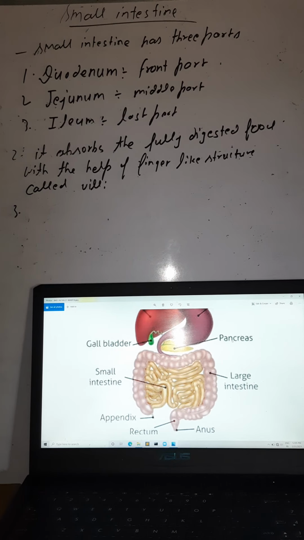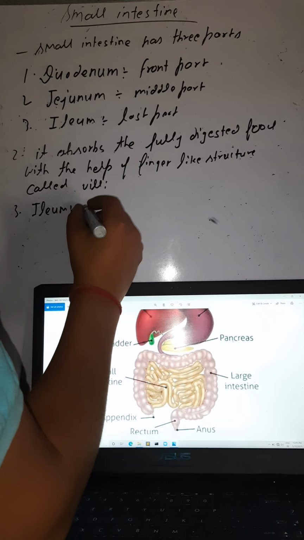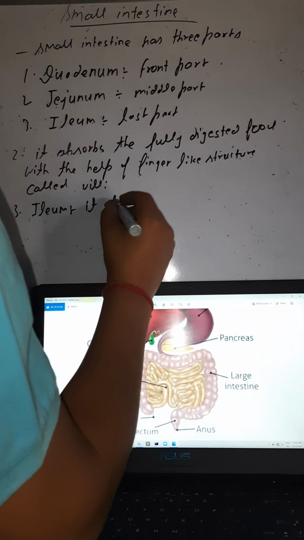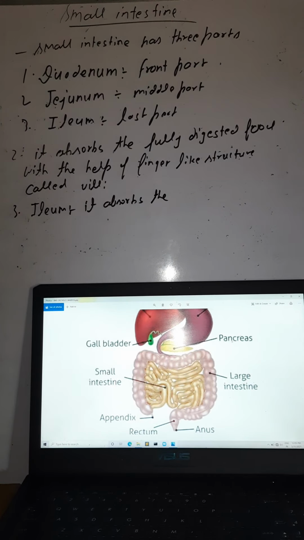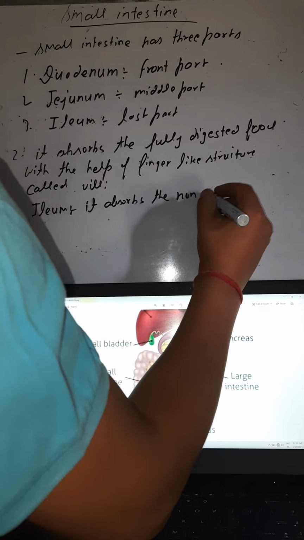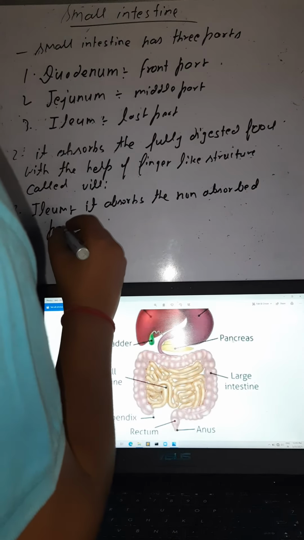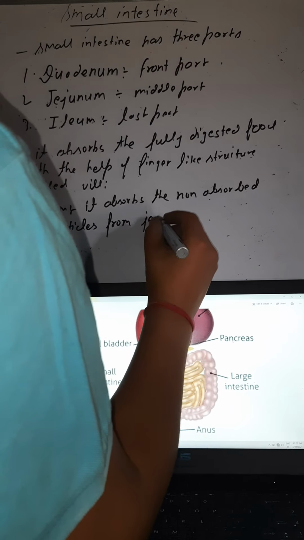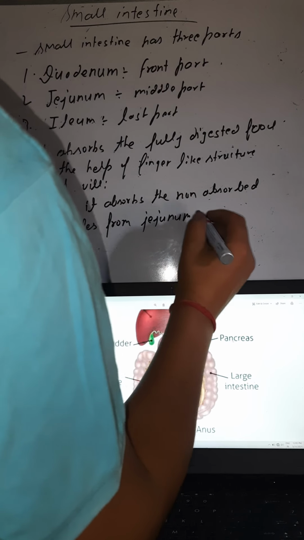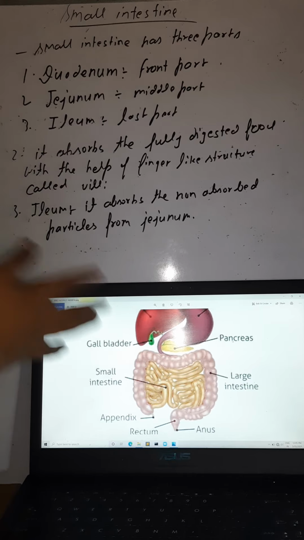Okay, so the ileum absorbs the non-absorbed particles from the jejunum. So this is how the digestion process takes place. Okay, so this is all about the small intestine.